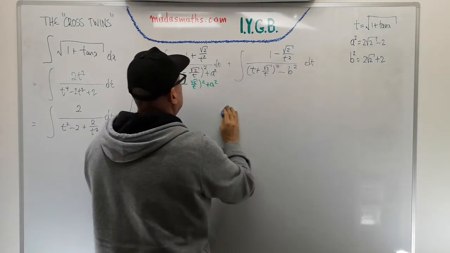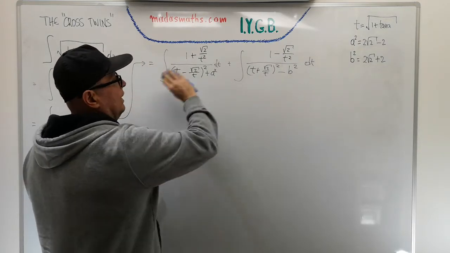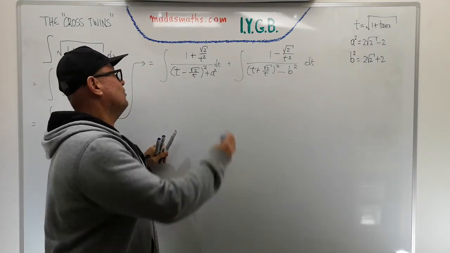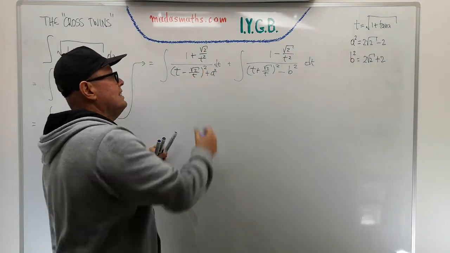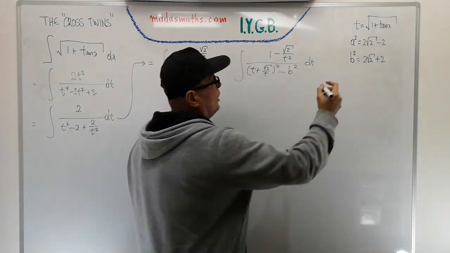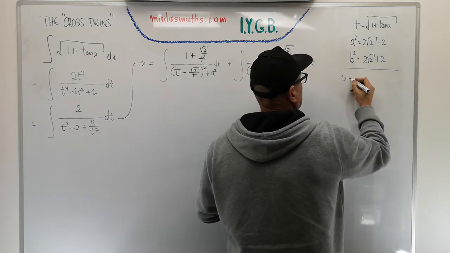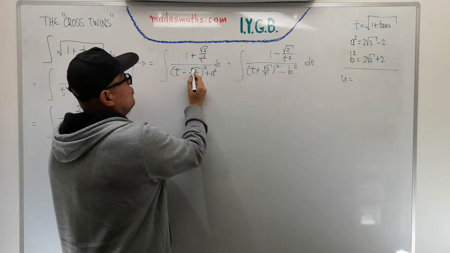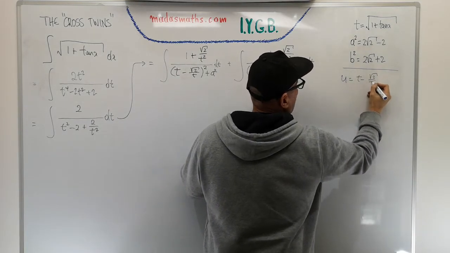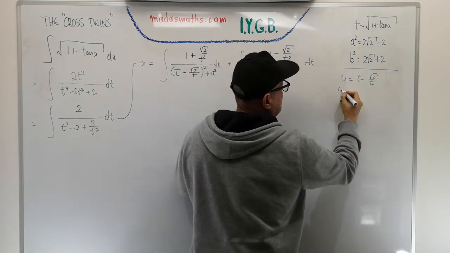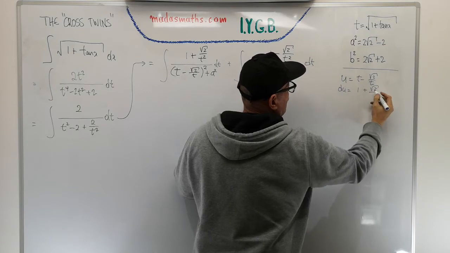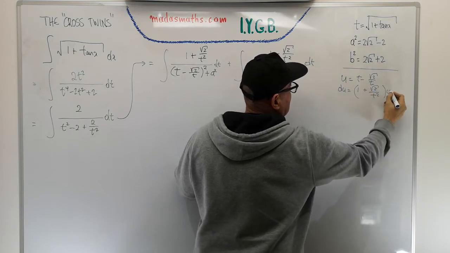Okay. So the scenario of the cross twins has been accomplished, and now of course we need to know why we've done it. Of course I mentioned the differentiation of that to that. We're going to use a substitution for each of them. Okay, so I'm going to let u equal to t minus root 2 over t. So t minus root 2 over t. We're going to differentiate it. du is 1 plus the square root of 2 over t squared, bracket, dt.